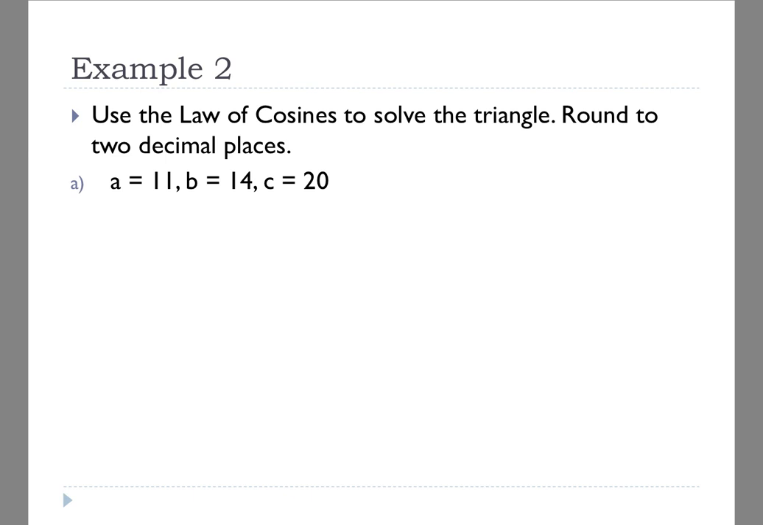So I always start with the largest just because if you're a person that wants to switch, I would just get into that pattern. So I'm going to do cosine of C equals A squared plus B squared minus C squared over 2AB. Write it out every time until it becomes second nature.